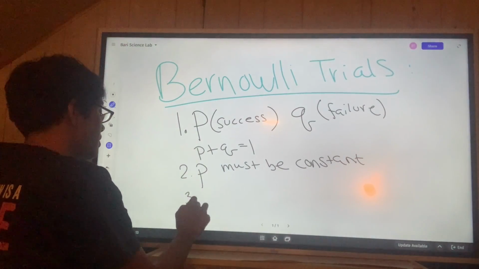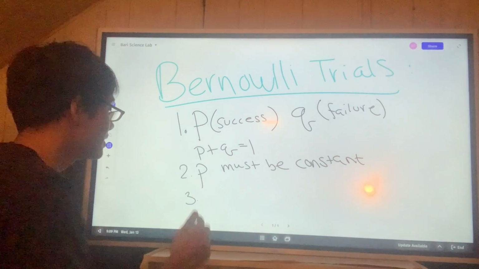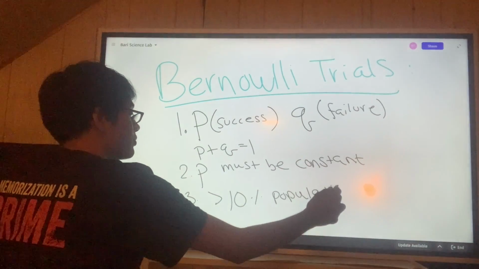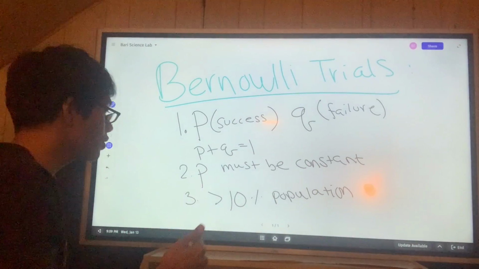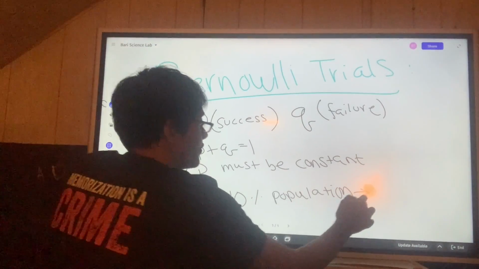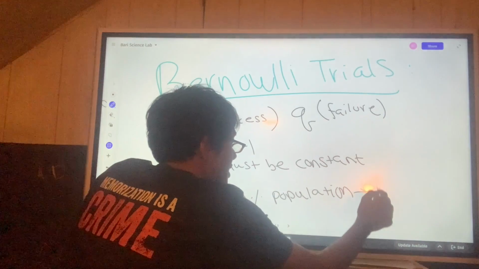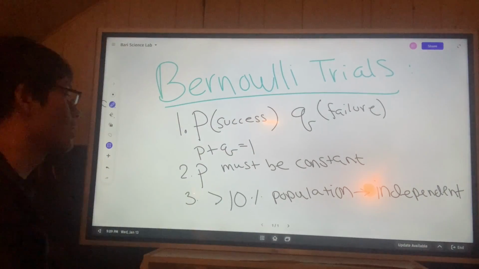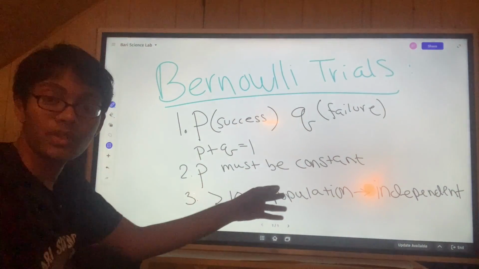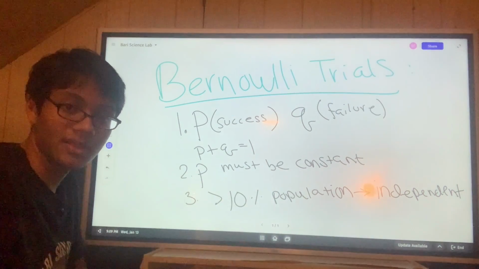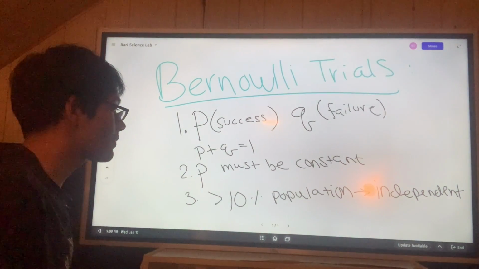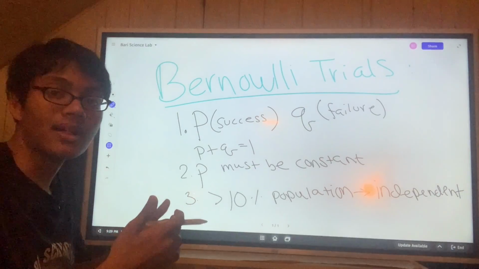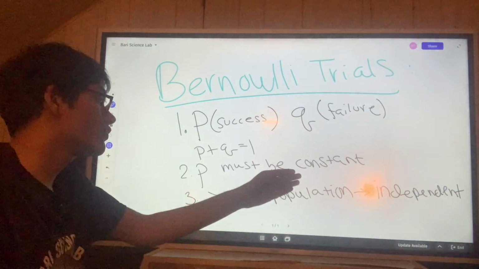And the last rule of a Bernoulli trial is the fact that you must have less than 10% of your population. Okay, you must be dealing with less than 10% of your population so that all of your trials are independent. Okay, otherwise, and that's only if you're doing it without replacement, by the way. If you're doing it with replacement, you don't have to really worry about that. Another way we can say it is less than 10% of the population needs to be tested or part of your experiment in order for your trials to be independent.